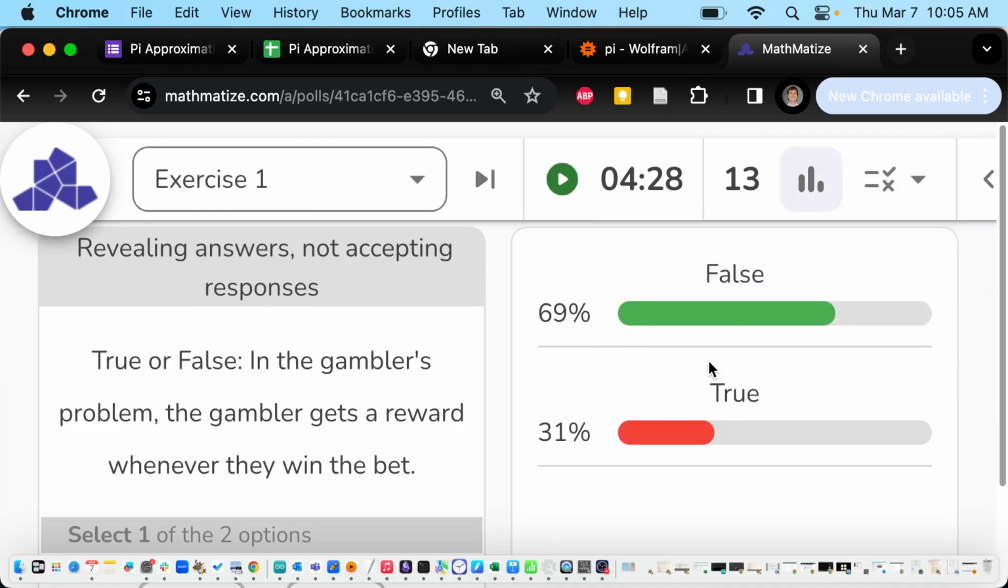False. Common misconception, you think you go to the casino, I won the bet, I get rewarded, right? But remember, reward has a special meaning in this course. It's the rewards in the process, and in the gambler's problem, they only get a reward at the end. If they win all the way at the end, they win. Similarly, in lab number 2 that you handed in, that gambler's problem, you don't get a reward if you just win a bet.